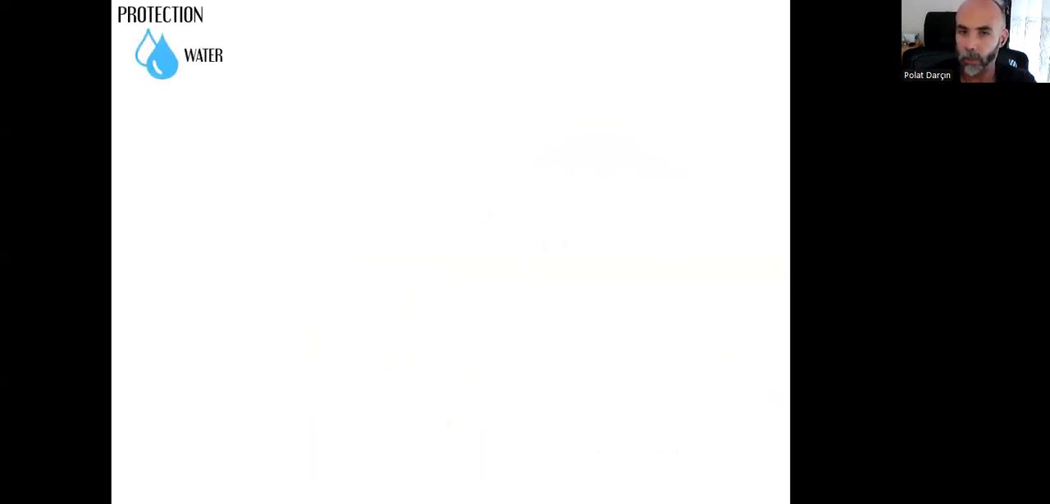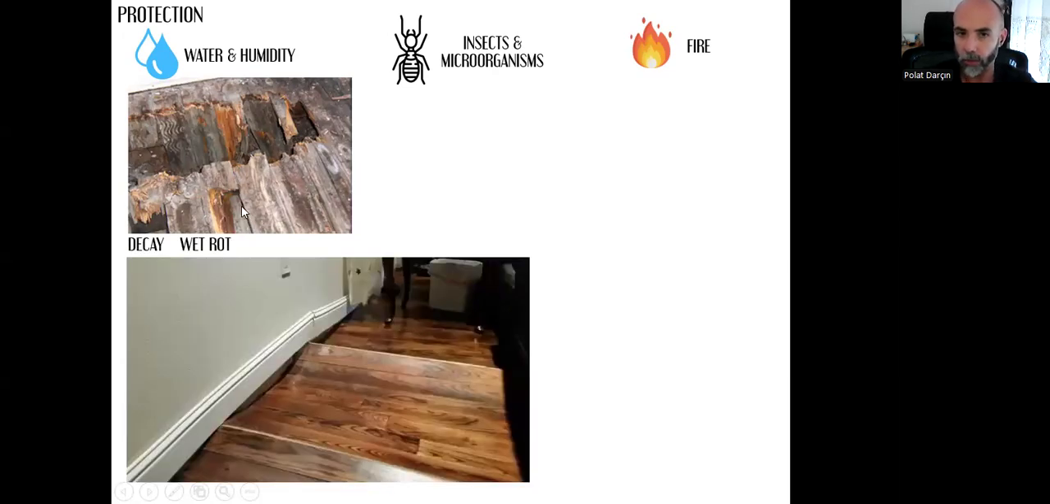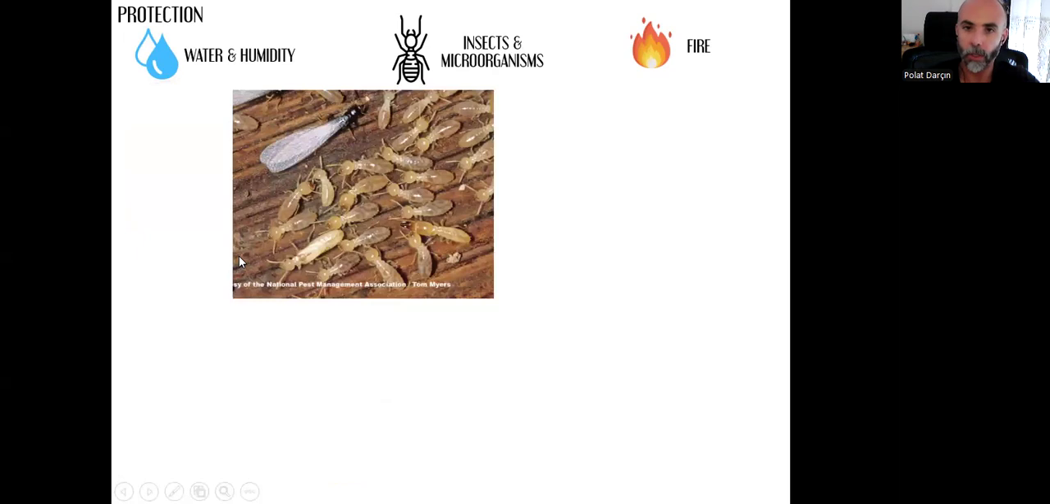And we need to protect all these components especially against water damage and humidity damage, insects and microorganisms, and fire, obviously. The water and humidity will cause them to decay in time, and that's called wet rot. Or they can have enormous shrinkage and deformation due to excessive water or humidity or loss of humidity, and that's bad for us. We need to protect our pieces and components against these risks.